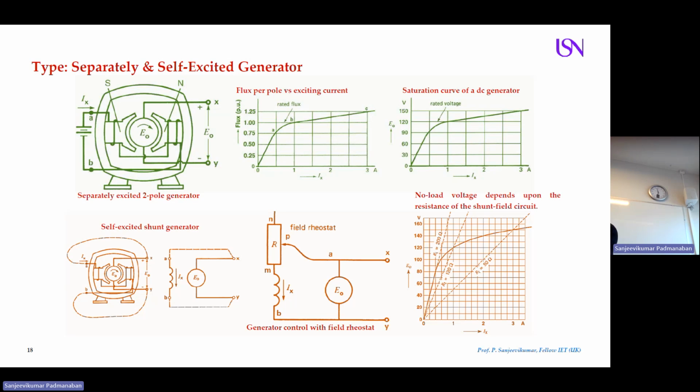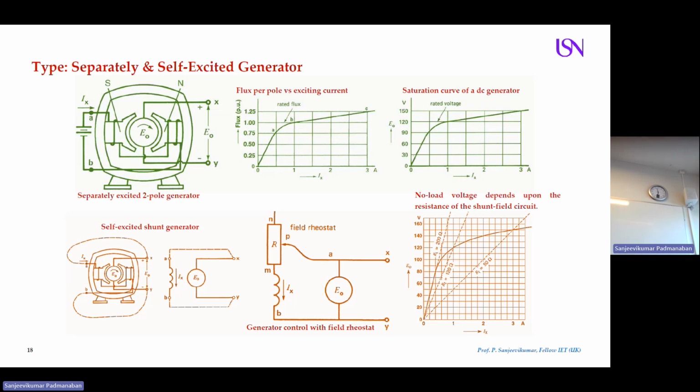Why? We know the formula V is equal to IR, and current is given by V by R. From this relationship, what is I? I is inversely proportional to R. If R is very big, the current will come down. If R is very small, the current will go up.